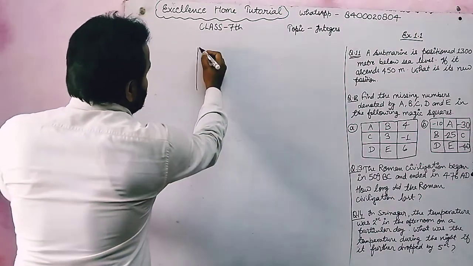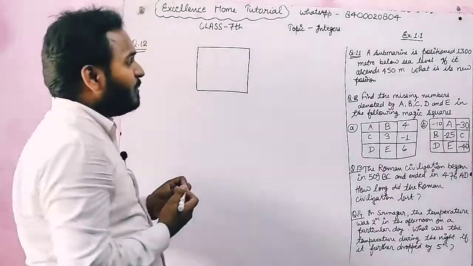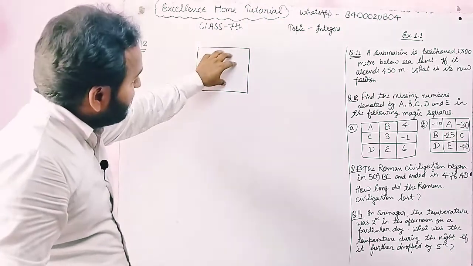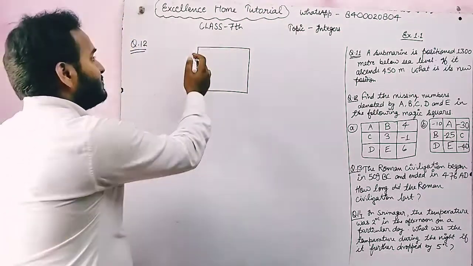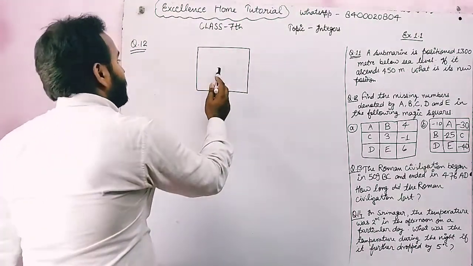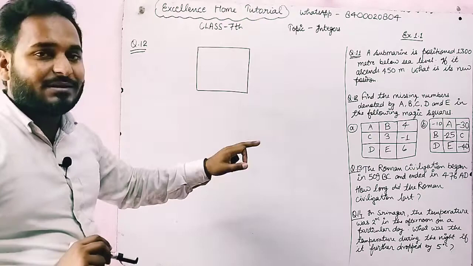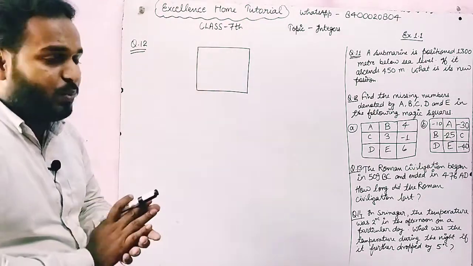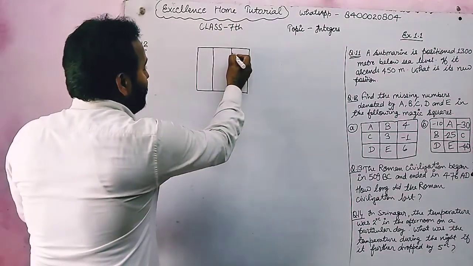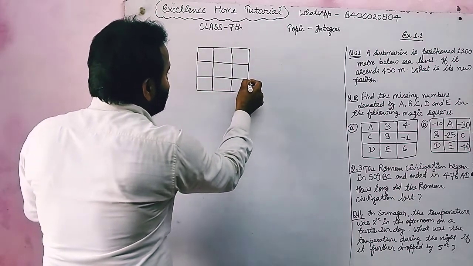A magic square is a square. In geometry, a square is a quadrilateral whose four sides are equal and each angle is 90 degree. But in mathematics, in this section, we have to call this a magic square. So we have 3 columns and 3 rows in a magic square.